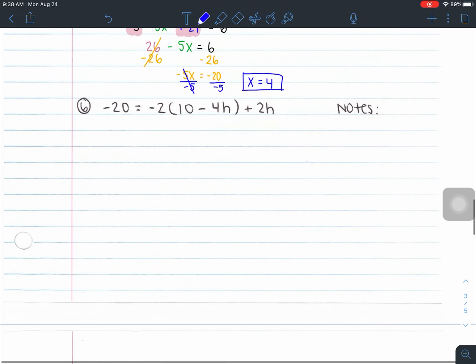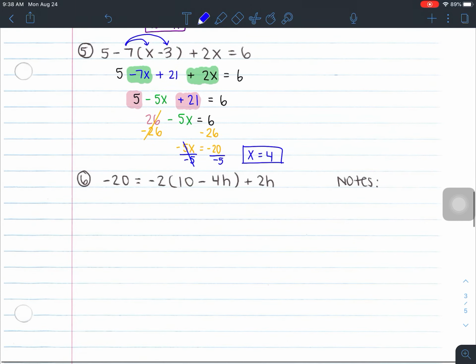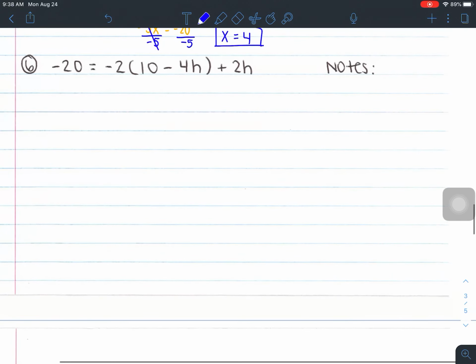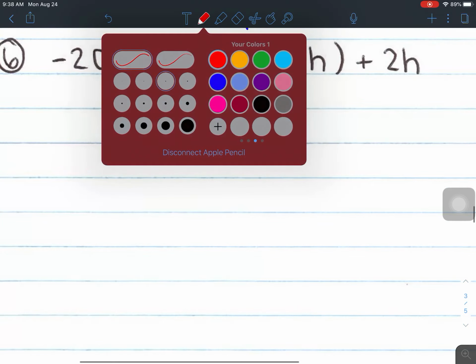Now we're almost done. We have about just 1.5 pages. That last page is just the steps. So really, we only have a few problems left. So we're almost done. So number 6, negative 20 equals negative 2 parentheses 10 minus 4h plus 2h. Now I have notes on this side. I hate writing, so if there's ever a section for notes, it is very important. Okay, so we're going to go ahead and start.